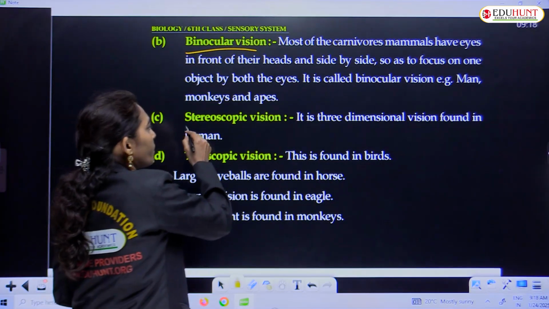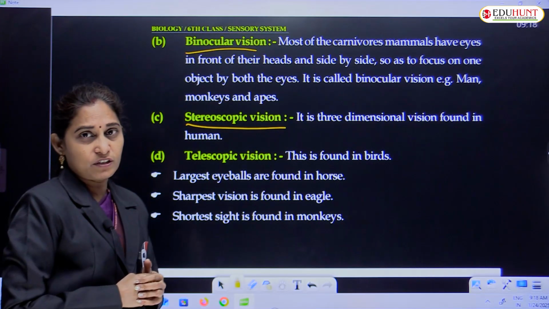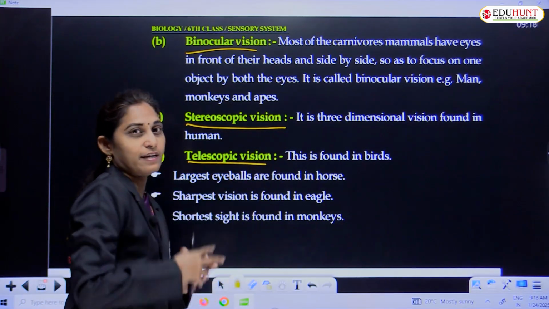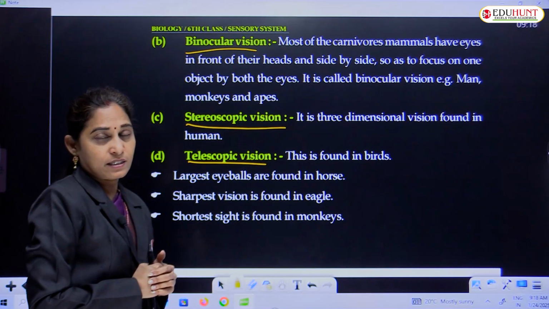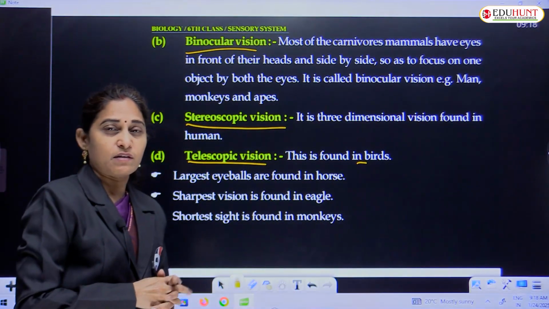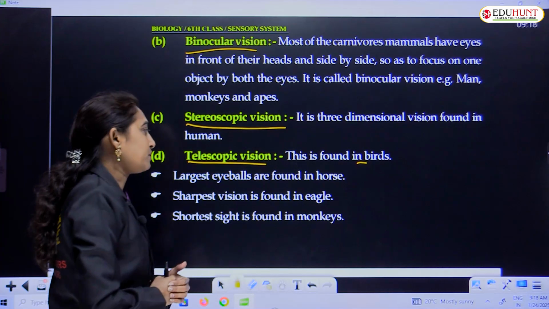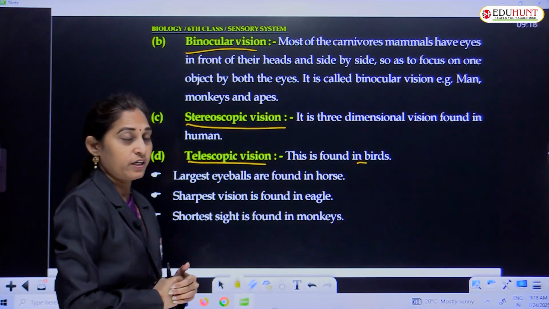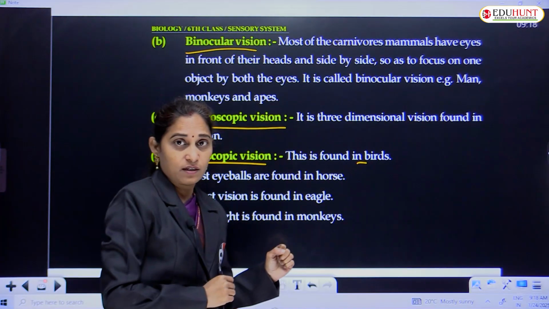And stereoscopic vision, it is a three-dimensional vision which a human being has. Telescopic vision, telescope, tele means distance, so telescopic vision is seen in birds. They can see the objects, even tiny objects, from a large distance. Largest eyeballs are found in horse, and the sharpest vision is found in eagle, and shortest sight is seen in monkeys.